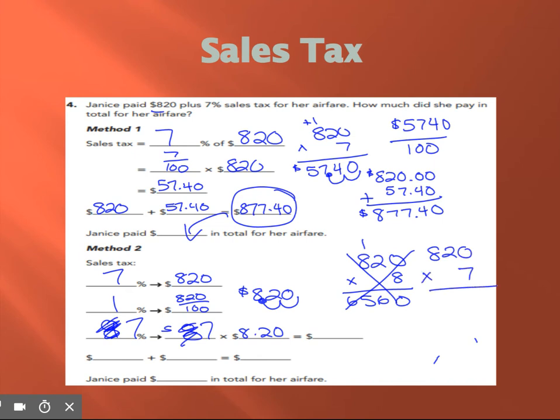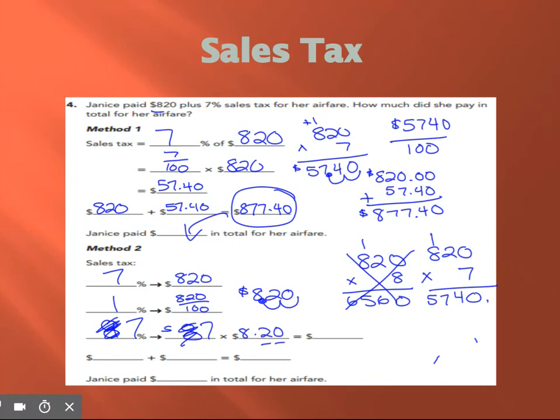My apologies. 7 times 0 is 0. 7 times 2 is 14. 7 times 8 is 56, plus 1 is 57. And again, I need to notice that in my original problem, there's 2 digits after the decimal.